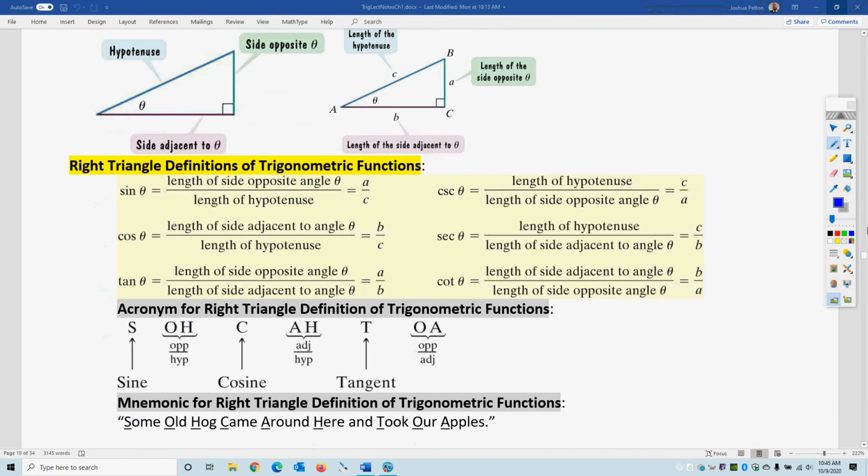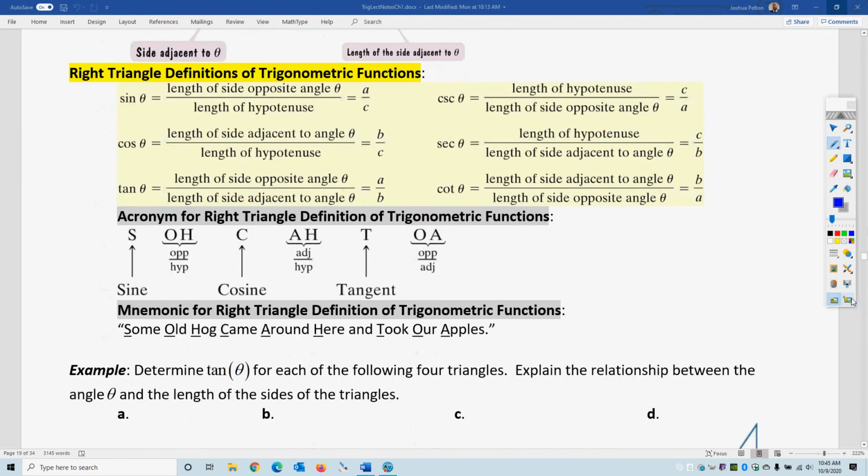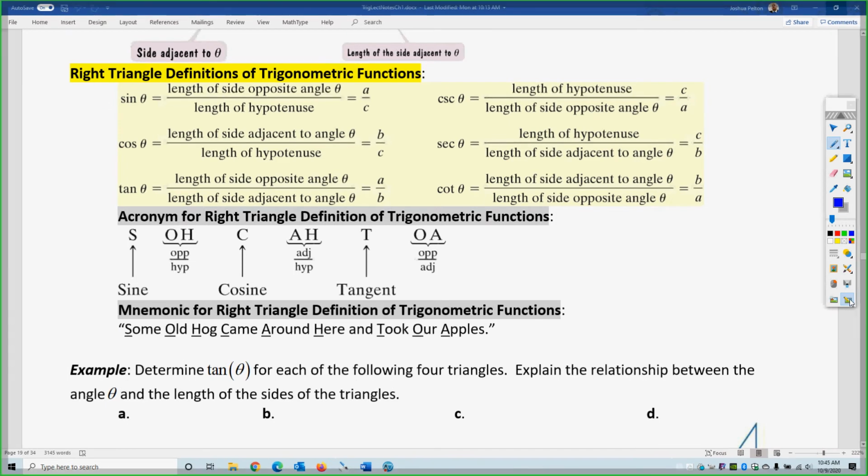So corresponding, the 6 trig functions are given as follows: the sine is the opposite over hypotenuse, the cosine is adjacent over hypotenuse, and the tangent is the opposite over adjacent side lengths for whatever angle that is. And the cosecant, secant, and cotangent, of course, are the reciprocals of that.